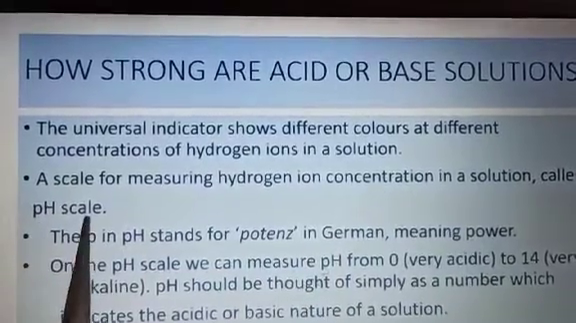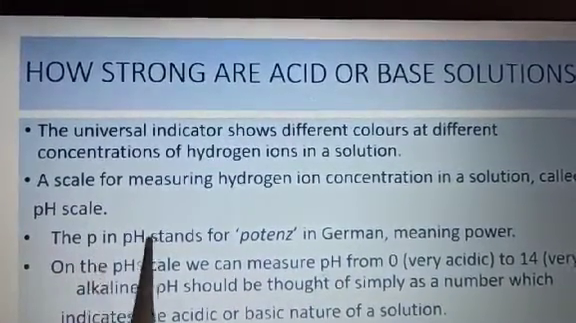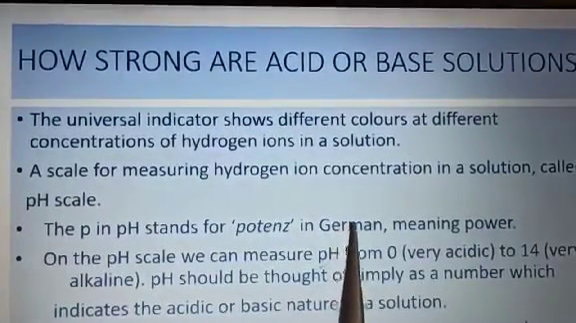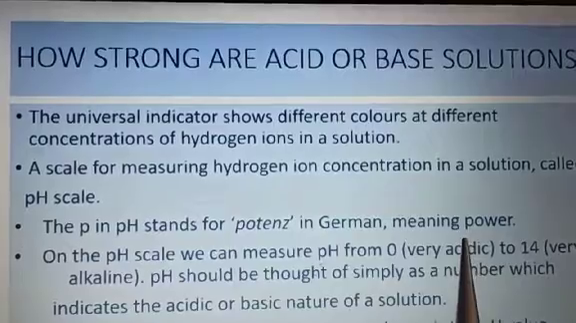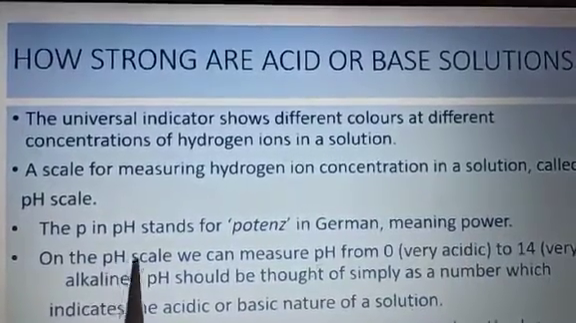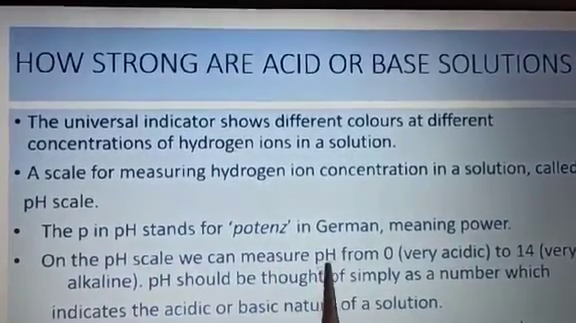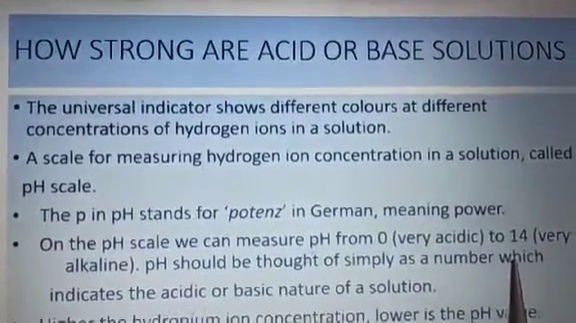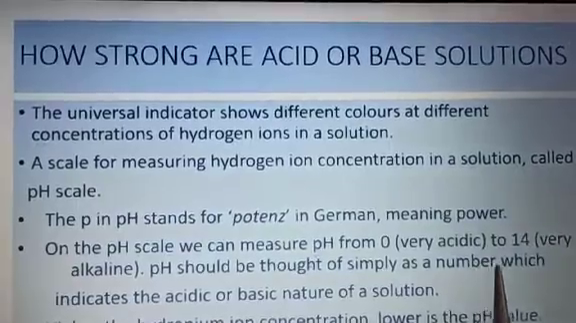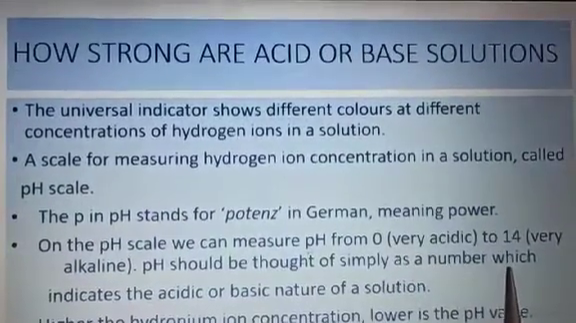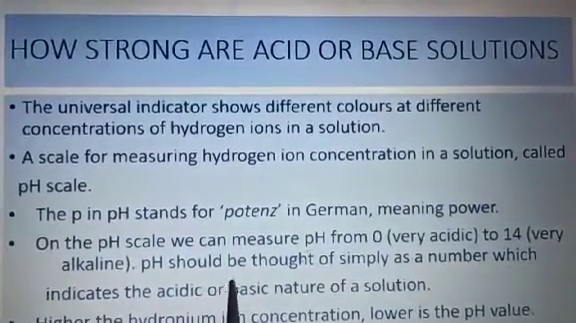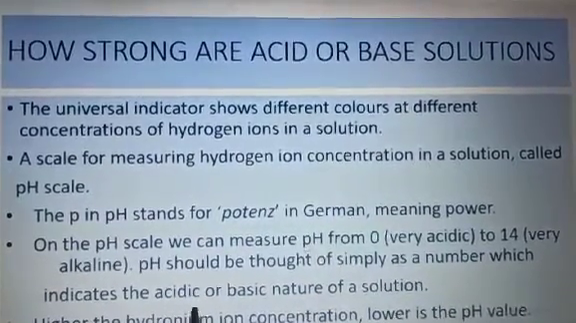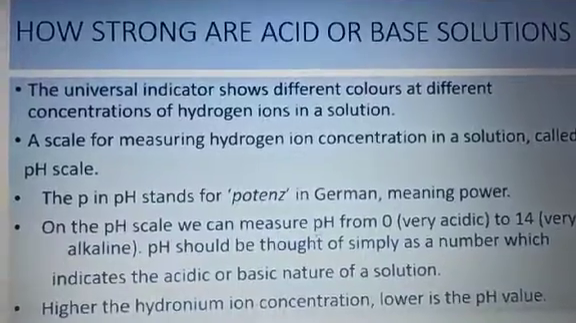And what is this pH? P stands for potenz, a German word meaning power, right? So on the pH scale we can measure pH from 0 to 14. 0 means very acidic, 14 means very alkaline, and pH should be thought of simply as a number which indicates the acidic or basic nature of a solution.